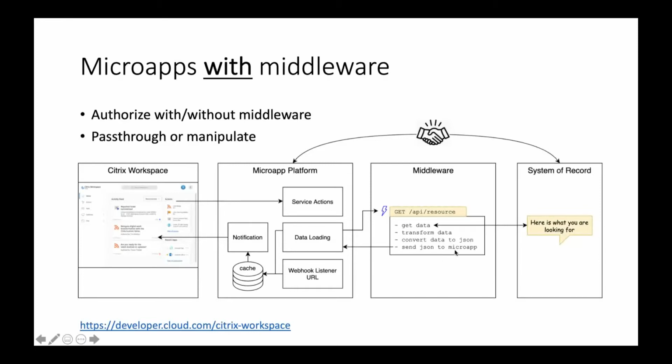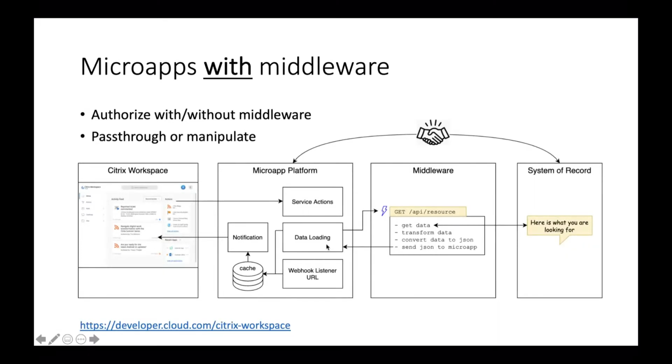This puts a service in between the Microapp platform and the system of record. For example, if you're defining a data loading endpoint, you have some kind of HTTP triggered service in a middleware that receives the request from the Microapp platform and then does some kind of transformation before or after it contacts the system of record on your behalf. The only stipulation is that you have to then convert the data, once you've got it, into the format that you would like before you send it back.